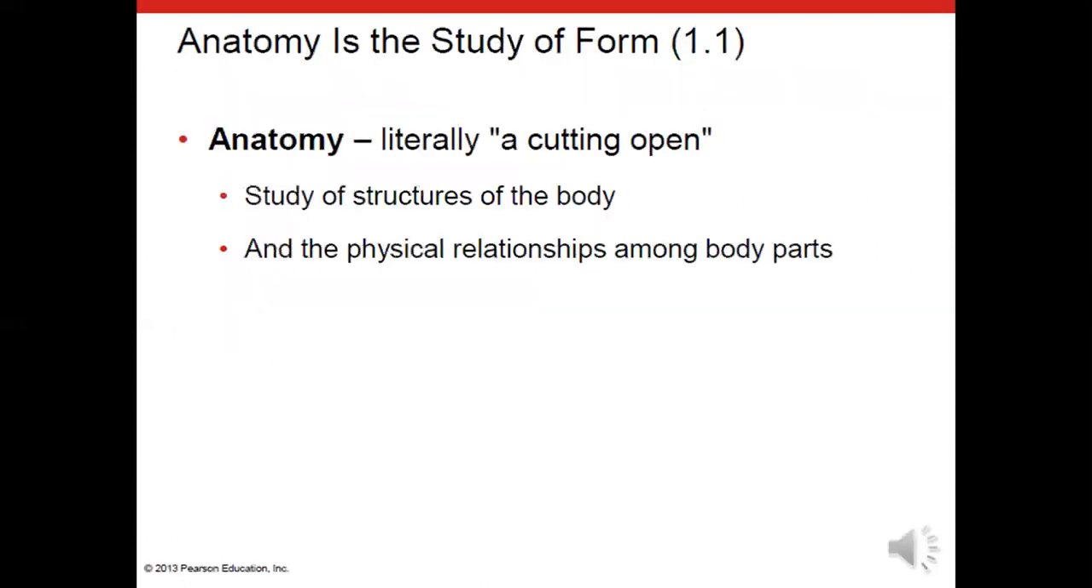To start off, we're going to talk about what anatomy and physiology actually are and the difference between the two. So anatomy is the study of the structures of the body. So think about structures in your arm, like the bones. You have a humerus in the upper arm, and you have two bones, the radius and the ulna, in your lower arm. Anatomy is defining or describing or identifying structures of the body and the physical relationships among those body parts.